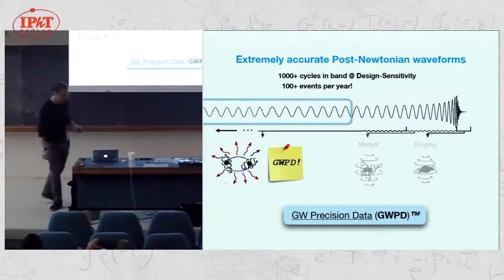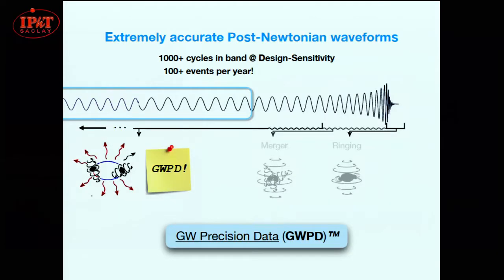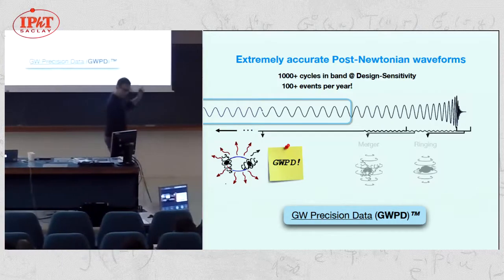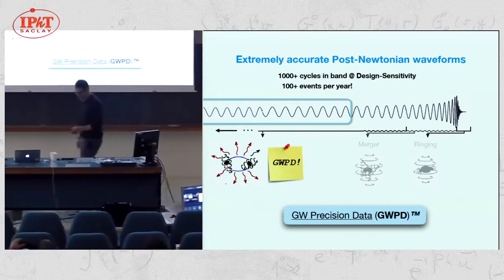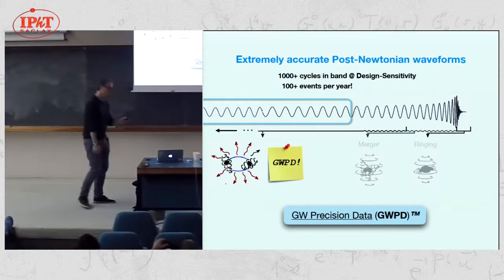So this is the name of the game: through gravitational wave precision data, by reproducing the signal from the inspiral phase to a high level of accuracy. With lots of cycles, and lots of events a year, we're going to explore the universe in a way that we haven't done before.